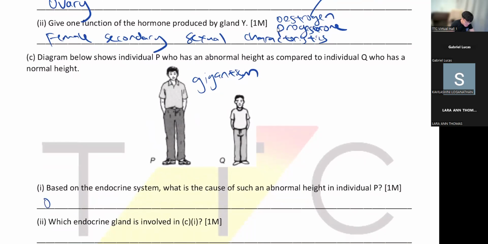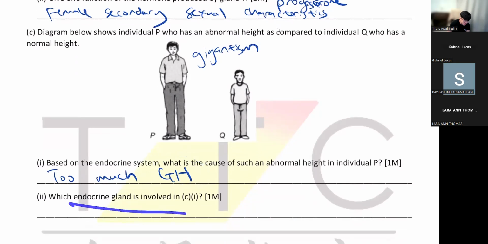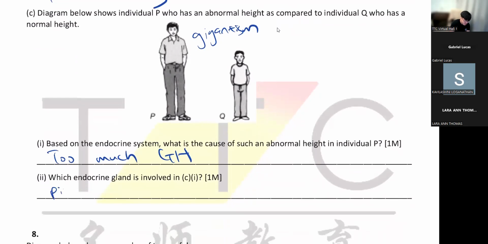Because he has too much growth hormone. Please write growth hormone in the exam. I'm just writing GH to make your life simple. So when you have too much growth hormone, which endocrine gland is involved? That would be your pituitary gland.